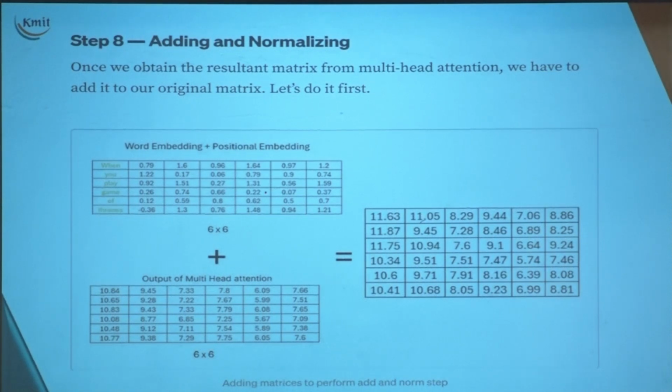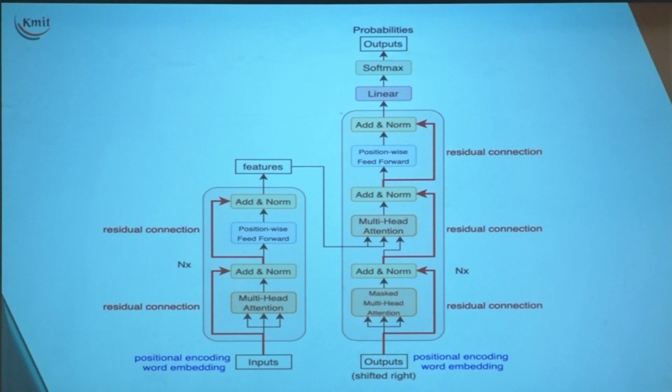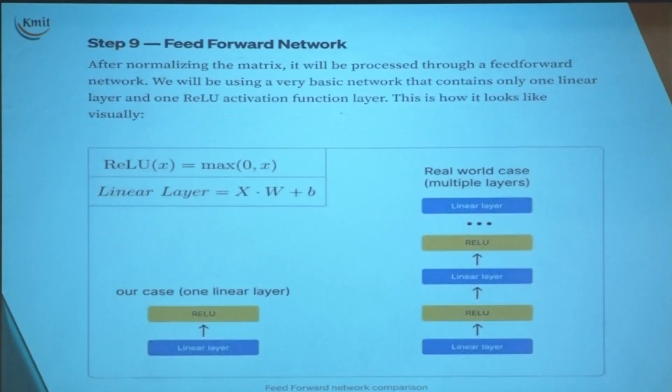How do I do normalizing? X plus layer of X. What is that X? Word and position encoding. Look at the diagram. This is what? Layer of X. This adding and normalizing is doing what? X plus layer of X. This X is what? Input and positional encodings. See this?